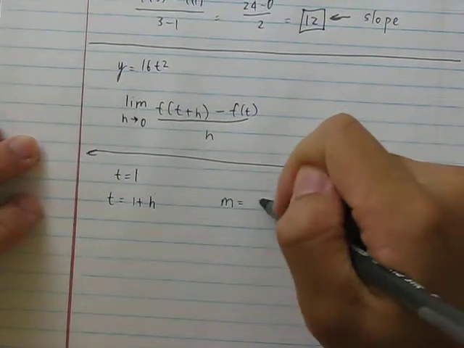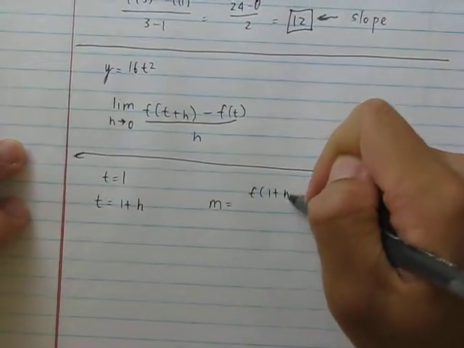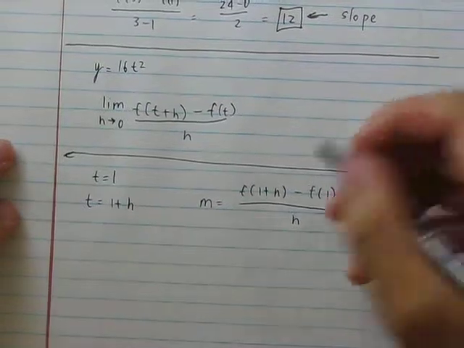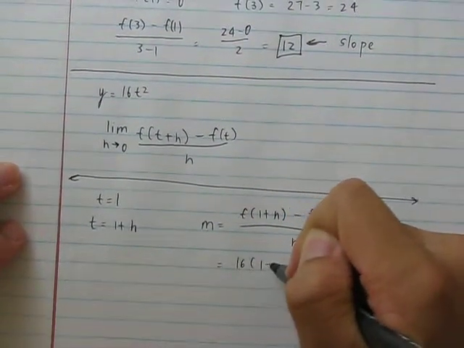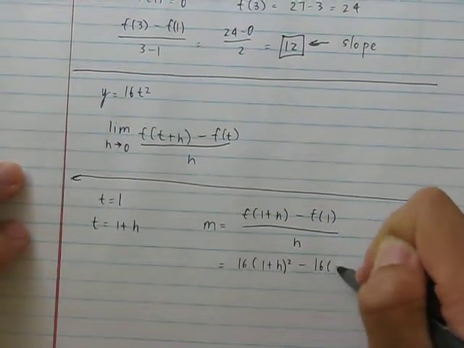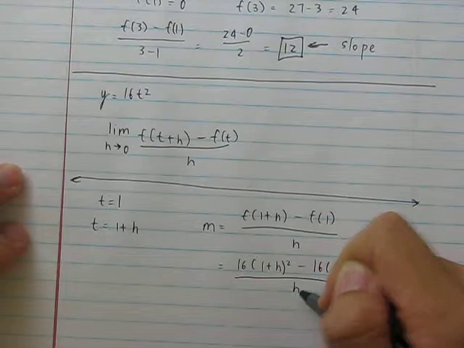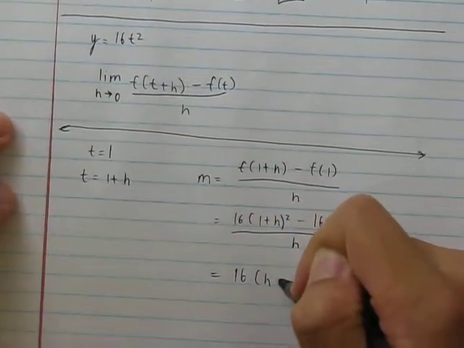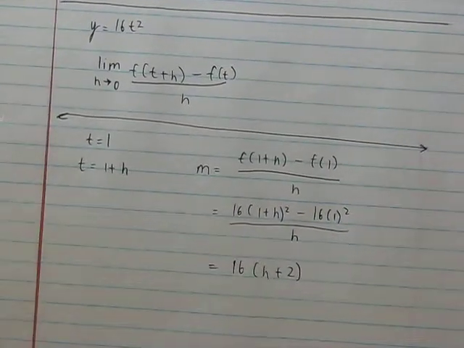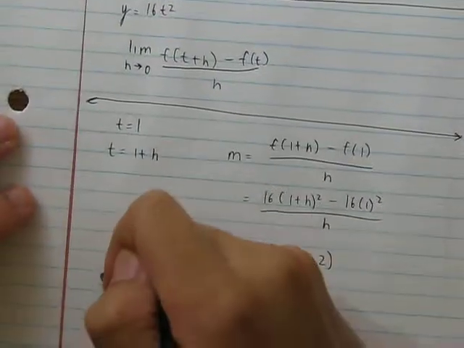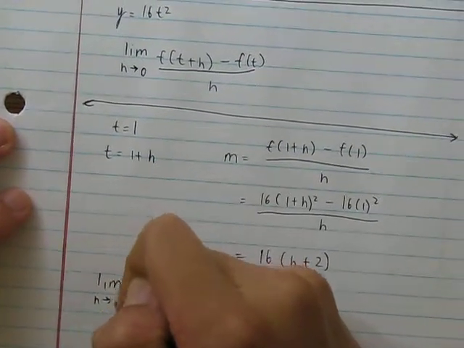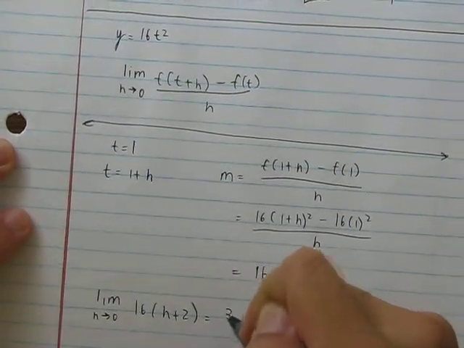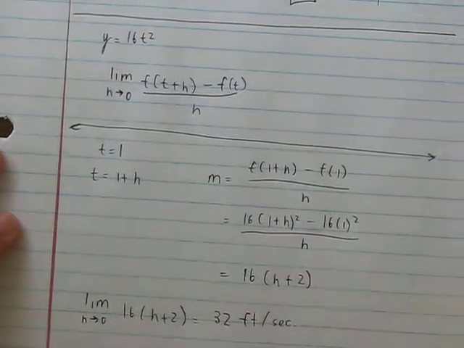So slope, or instantaneous rate of change, equals f of (1 plus h) minus f of 1, over h. And so your f, of course, is 16 times (1 plus h) squared minus 16 times 1 squared, all of that over h. You're going to simplify, do all that, and you're going to end up with 16 times (h plus 2). So the rock's speed at the instant t equals 1: now you evaluate the limit as h approaches 0 of 16(h plus 2), which is 32 feet per second. That's it.